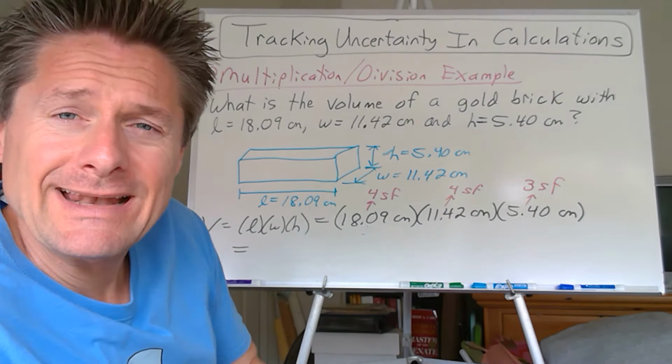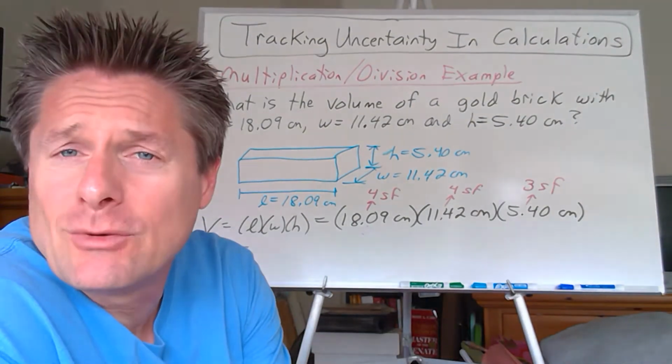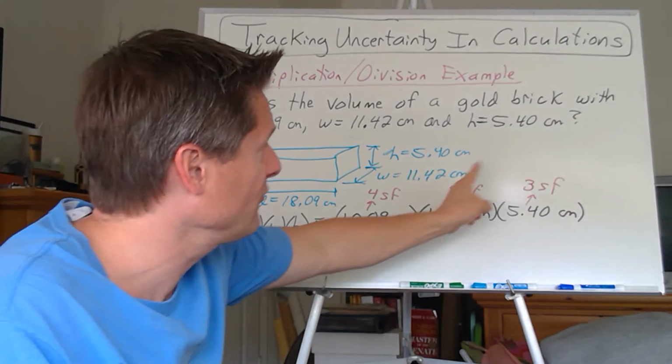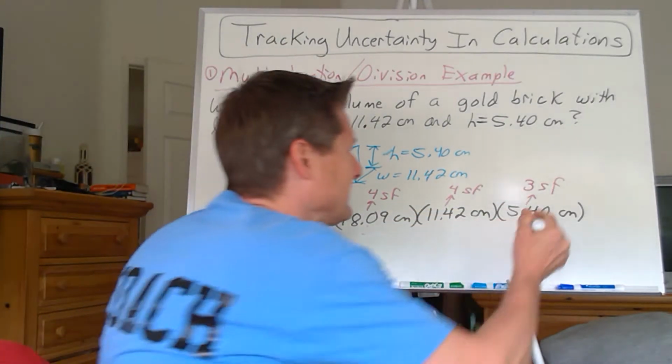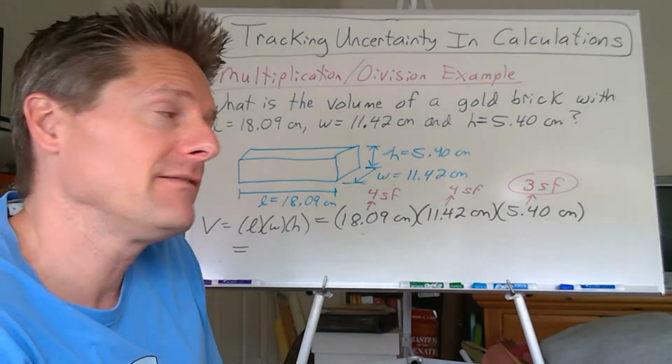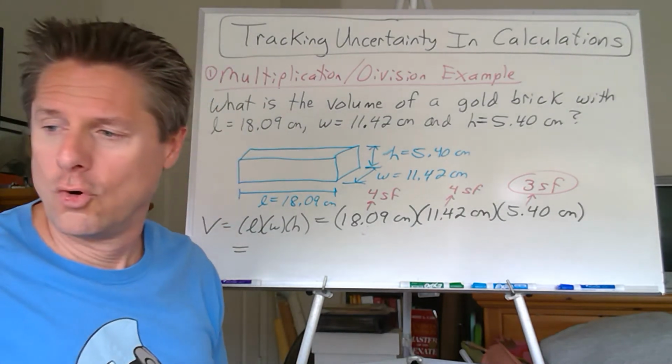And since we recognize the math operation as a multiplication, we go, oh, what's the rule for that? That's the one with the fewest significant digits. That's 4, that's 4, that's 3. 3 is the least. So I'm going to have to round my answer to 3 significant figures.